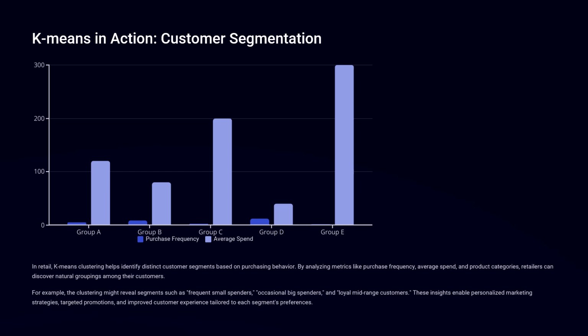In retail, K-means clustering helps identify distinct customer segments based on purchasing behavior. By analyzing metrics like purchase frequency, average spend, and product categories, retailers can discover natural groupings among their customers. For example, the clustering might reveal segments such as frequent small spenders, occasional big spenders, and loyal mid-range customers. These insights enable personalized marketing strategies, targeted promotions, and improved customer experience tailored to each segment's preferences.